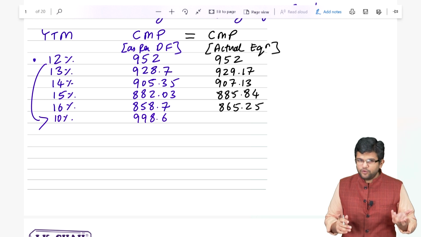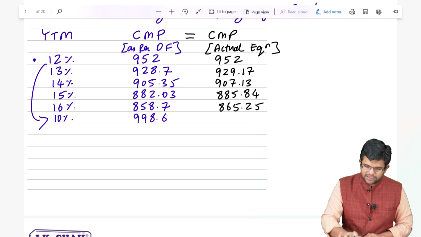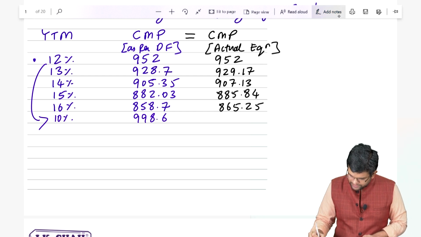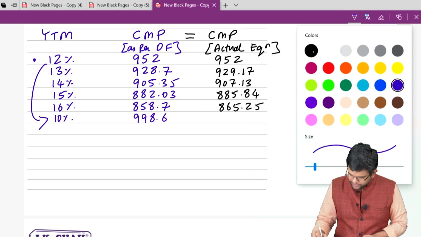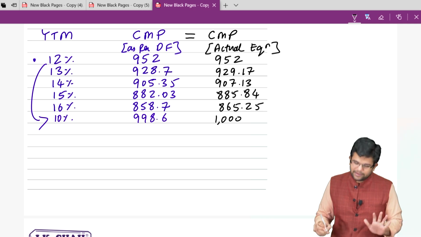So discounting future cash flows at 10%: 100 divided by 1.1, plus 100 divided by 1.1 squared, plus 1000 divided by 1.1 cubed, plus the coupon. This comes to rupees 1000. Of course, the coupon rate is also 10%, and the discounting rate is also 10%, so it will give you the par value, that is 1000. Everyone clear till here? Great.